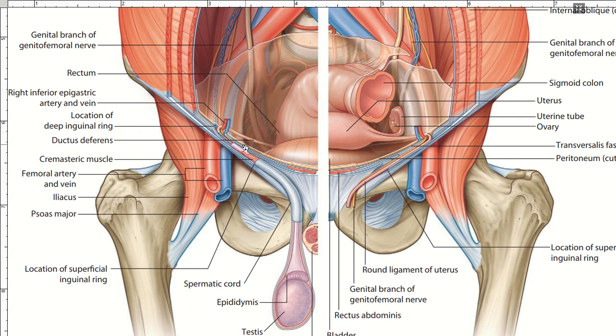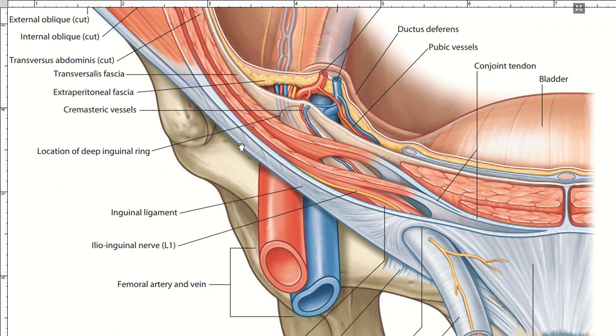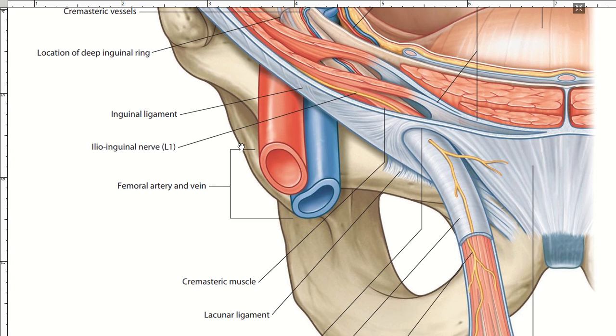The inguinal canal is a canal, so it's going to have a floor, a roof, an anterior wall, and a posterior wall. So it's very important to know what makes the anterior wall, what makes the posterior wall, what makes the floor, what makes the roof. Good. So let's take a look at these structures. Beautiful, this is a beautiful diagram right here.